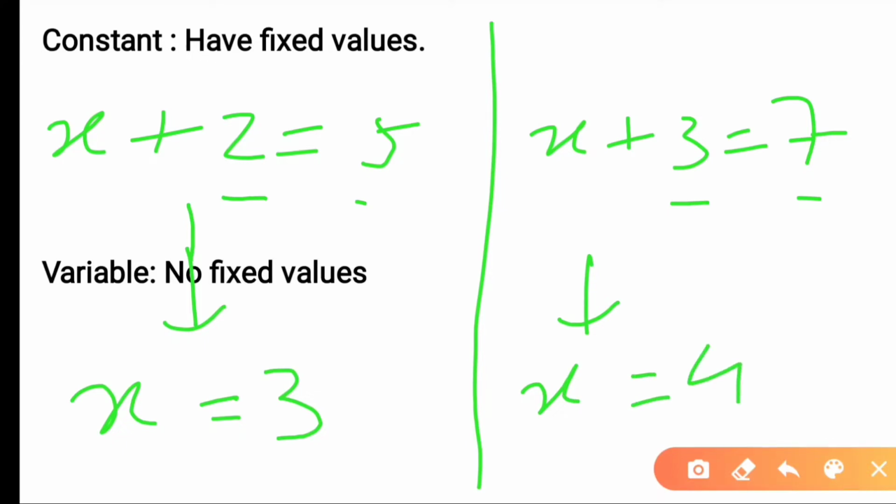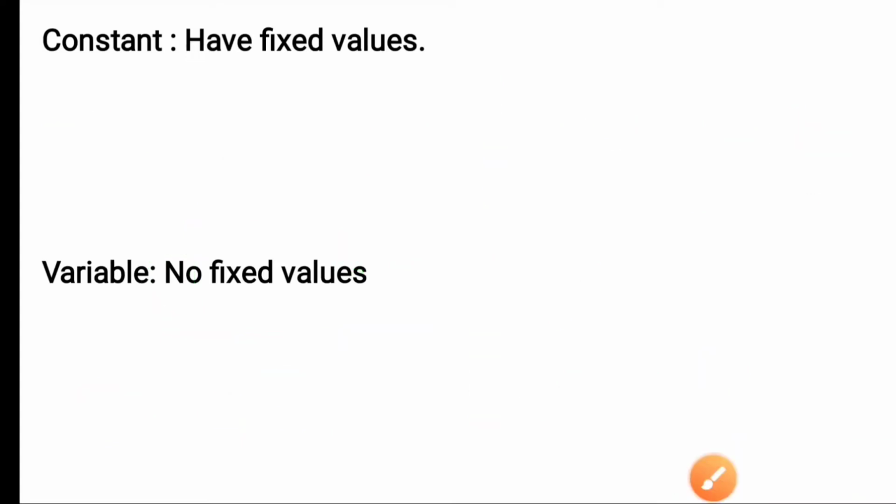See, here you can see, in example 1 the value of x is 3, and in example 2 the value of x becomes 4. Means the value is changing for x. So the one which has no fixed value is called a variable. The difference between constant and variable is that constant has fixed values, whereas variable has changing values.